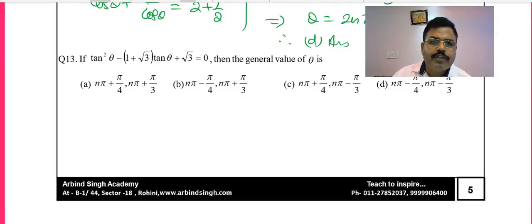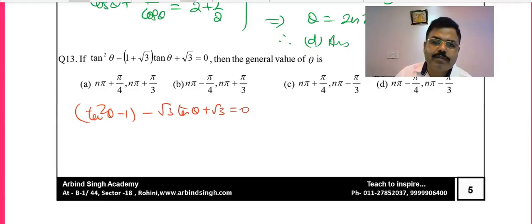Here this is another question, and I hope you got it. This is tan square theta minus tan theta root 3. So can I write like this? This is a quadratic equation. Tan theta, tan square theta minus 1. Can I write like this? Minus root 3 tan theta plus root 3 is equal to 0. So that can be tan theta minus 1 and tan theta plus 1, and that is root 3.